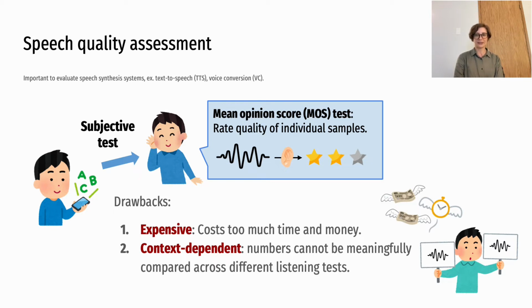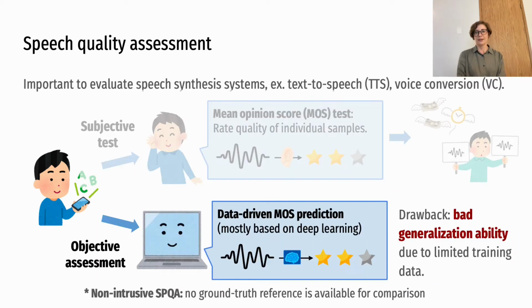These ratings are expensive and time-consuming to collect, and they can't easily be used as part of a loss function during model training. And they're extremely context-dependent, making it difficult to compare results across different tests. These drawbacks are the motivation for automatic speech quality assessment. I'd like to point out that this task is so-called non-intrusive speech quality assessment, which means that we have no ground truth sample for our model to compare with.